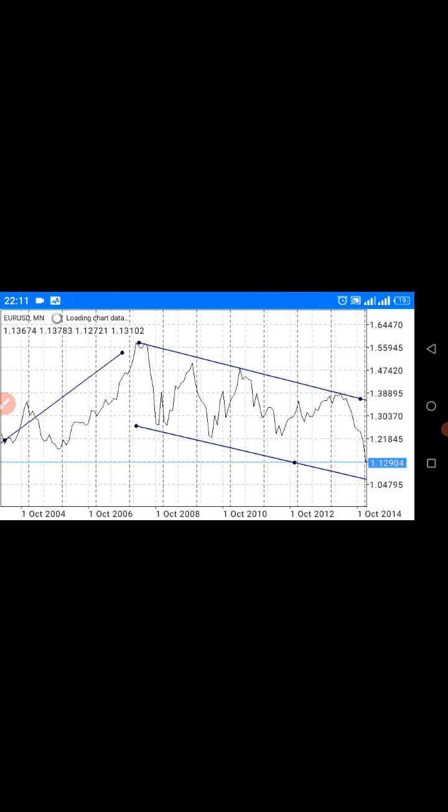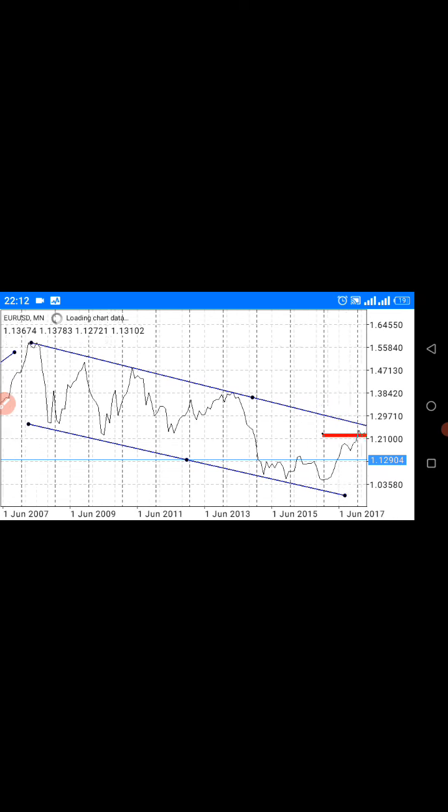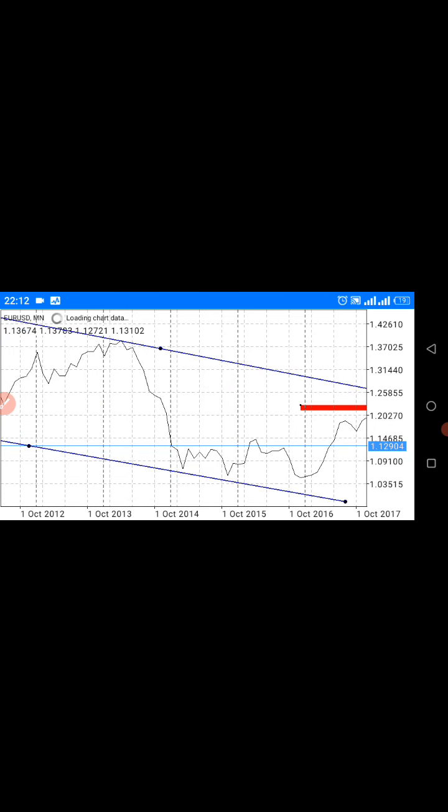So the first pattern we are looking at is the double top. We have the double top, we have the triple top, and other stuff like that. Like this is a triple top. We have the first, second, and the third touch.